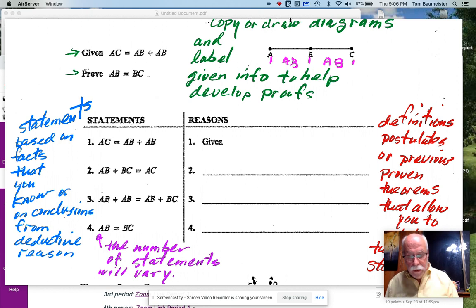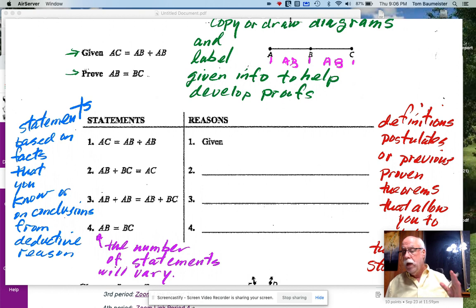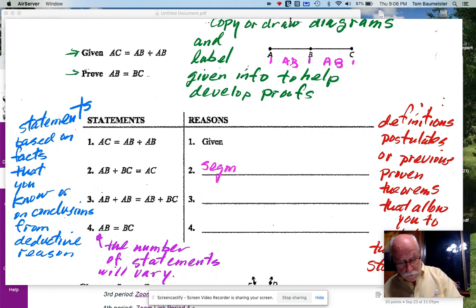But now again, according to this segment here we can also say that AB plus BC is equal to AC. Now if you think about it, that was from the segment addition postulate. So that is going to be our reason for that one. From chapter 1, remember we did the segment addition postulate.